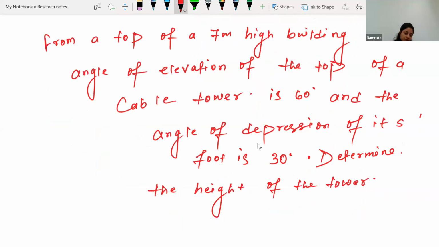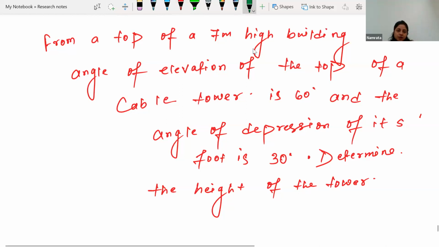Okay, from the top of a 7-meter high building, the angle of elevation of the top of a cable tower is given as 60 degree, and the angle of depression of its foot is given. Okay, a cable tower is there and there is a foot of the cable tower, and the angle of depression of its foot is 30 degree. Find the height of the tower.